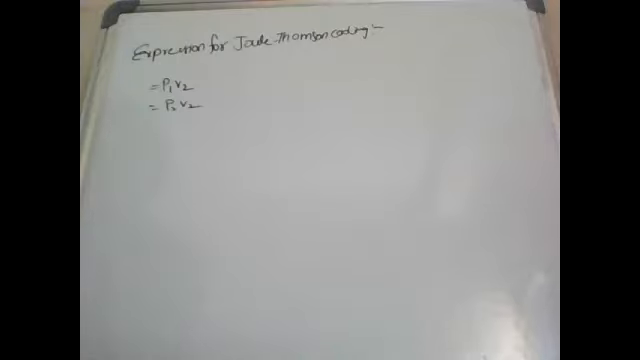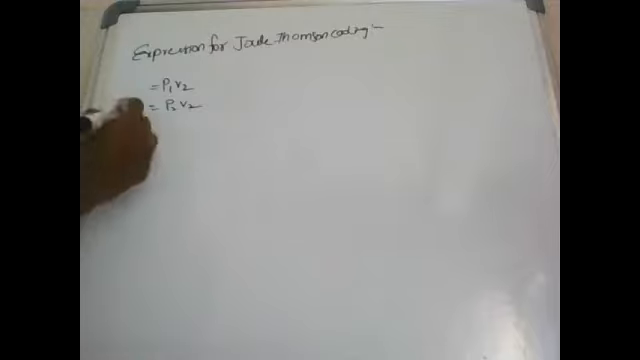So, the expression for Joule-Thomson cooling. Already we know that the external work done on the gas by the piston equals P1 V1, and the work done by the gas on the piston equals P2 V2.